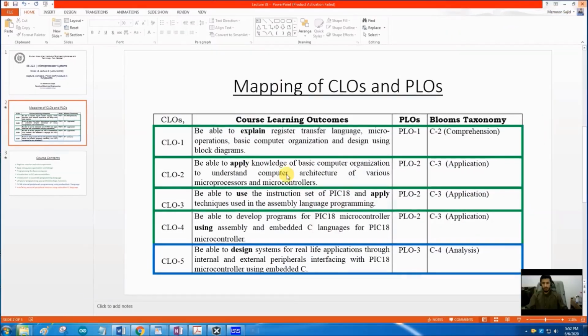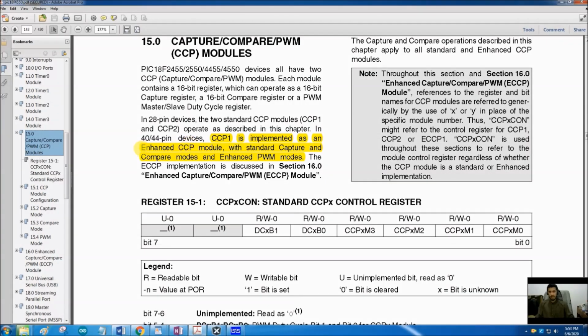So let's start with your datasheet. In your datasheet, section number 15 belongs to the capture, compare and PWM module. In PIC18, the model we are using, PIC18F4550, there are two capture, compare and PWM modules, CCP1 and CCP2. In addition, in PIC18F4550, there is an enhanced mode for CCP that is known as eCCP, and that is related to CCP1.